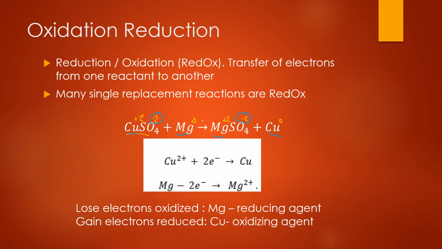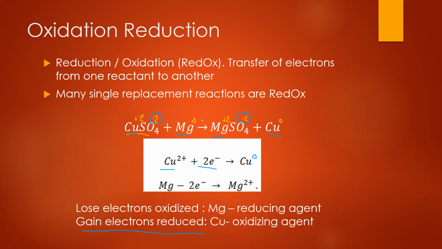Copper went from a +2 on the reactant side to a 0 on the product side. So how do you go from a +2 to a 0? Well, you're gaining 2 negatively charged electrons. Going from a +2, adding 2 negatively charged electrons will give you 0. When you are gaining electrons, that means that is the element that was reduced. So reduction is gaining electrons. So since copper gained electrons from reactant to product side, copper was the one reduced.